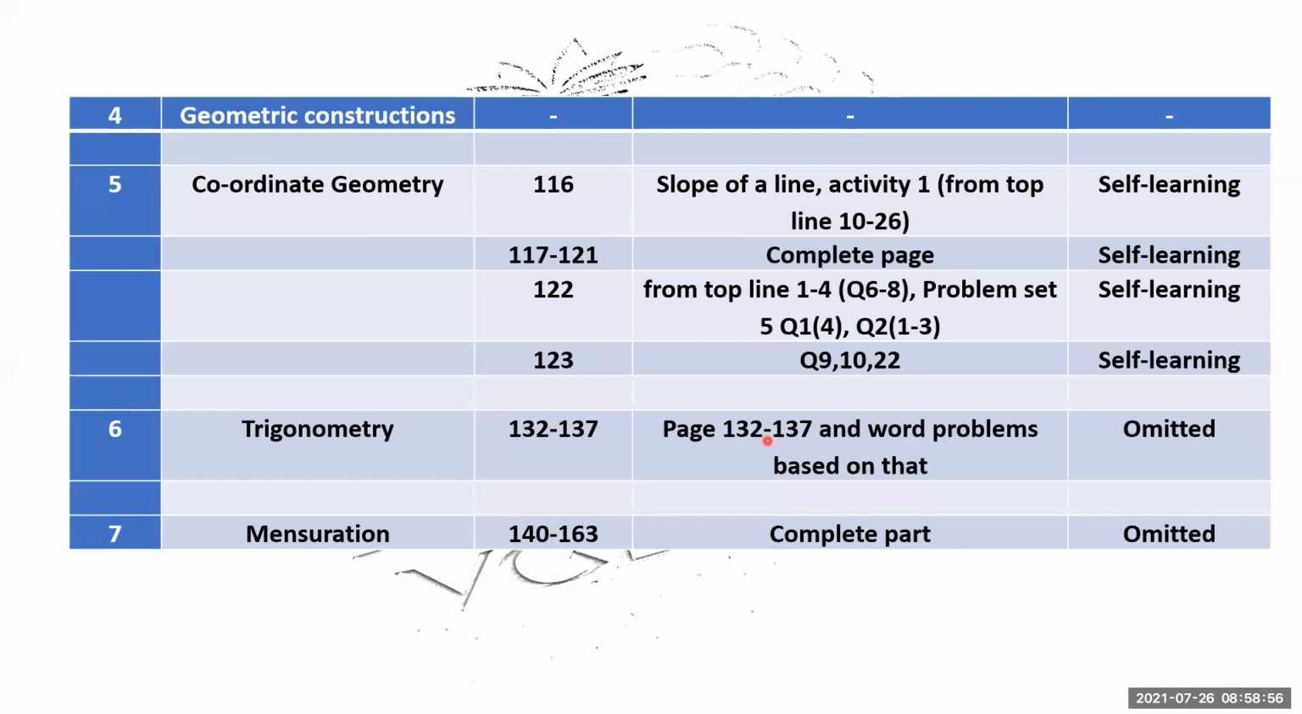Next, chapter number 7, mensuration. Page number 140 to 163, complete part. So again, this year you don't have mensuration for your evaluation. It's completely omitted. All other parts are therefore self-learning. You have to do it on your own. Is this clear to all the students? You can remove the screenshot of this so that we'll move ahead.